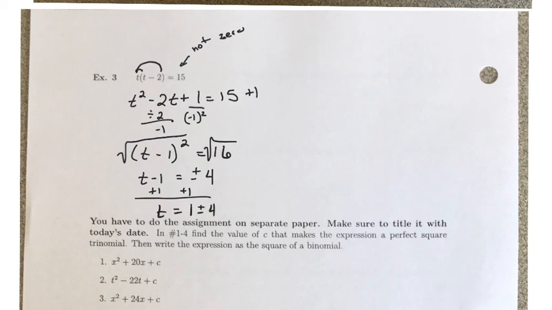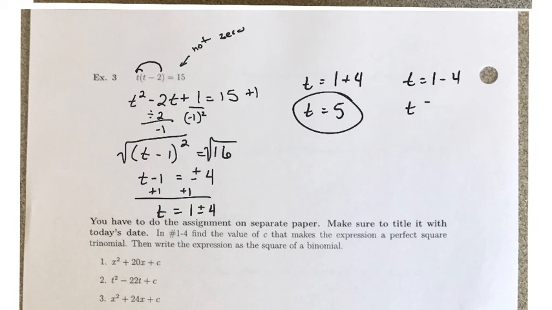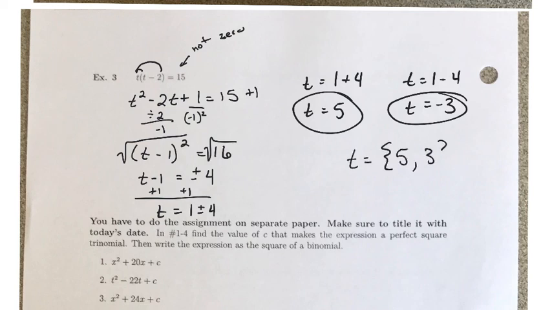You are not done at this point because you can add 1 and 4, and you can subtract 1 and 4. So we need to actually finish. So we've got t equals 1 plus 4, so t equals 5 as one answer. And we have t equals 1 minus 4, or t equals negative 3 as the other answer. So your two answers are 5 and negative 3. And you're done. That's it. You might write it, the answer key will take the form 5, negative 3.